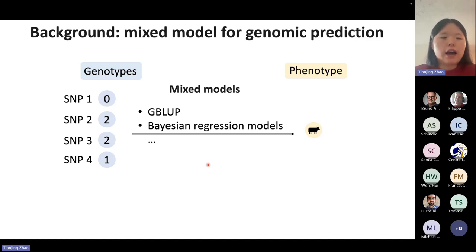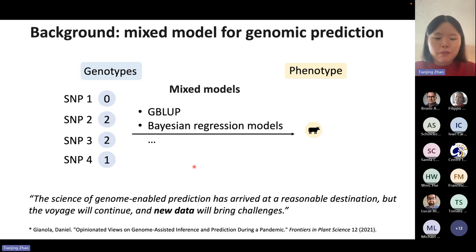So for the new data, let me first introduce some background on the mixed model for genomic prediction. The mixed model has been widely used for genomic prediction to model the relationship between genotypes and phenotypes. You may have heard of some of the mixed models, for example, GBLUP, and also some Bayesian regression models, for example, BayesA, BayesB, BayesC. As Professor Daniel Gianola says, the science of genome-enabled prediction has arrived at a reasonable destination, but the voyage will continue and the new data will bring challenges.